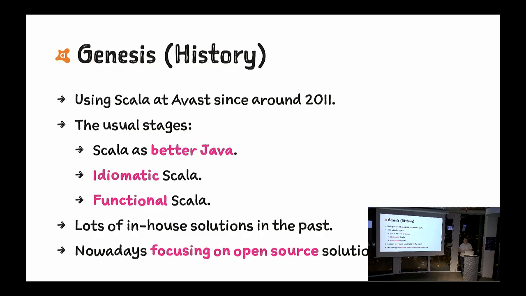Okay. So currently we're at this stage. We have several smaller teams doing Scala. Each team is basically separate. And in the past, we have been writing a lot of in-house solutions. For example, we've written two HTTP frameworks for doing microservices. We have our own HTTP client. We have a library for monitoring, for metrics.